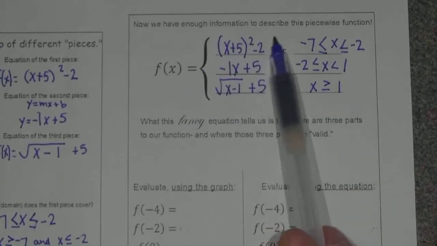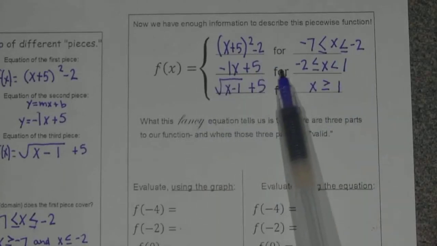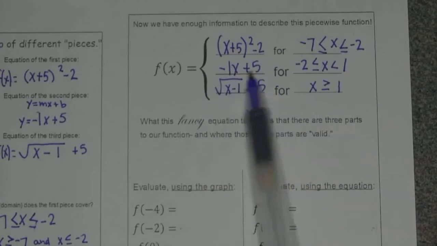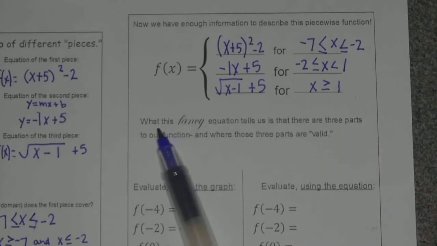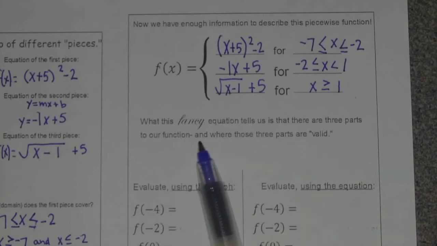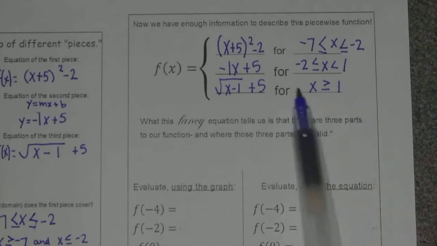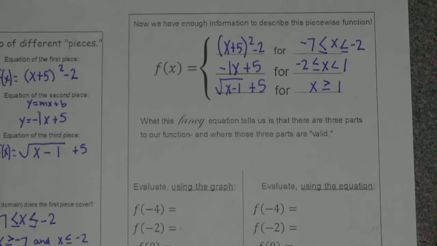It will tell you to graph this graph and keep it for these pieces. Graph this graph, keep it for these pieces. Graph this graph and keep it for these pieces. So what this fancy equation tells us is that there are 3 parts to our function, and what parts we're going to keep because they're the valid parts to keep for our function. Okay? Now there's 2 ways that we can evaluate these kinds of graphs, these kinds of equations.